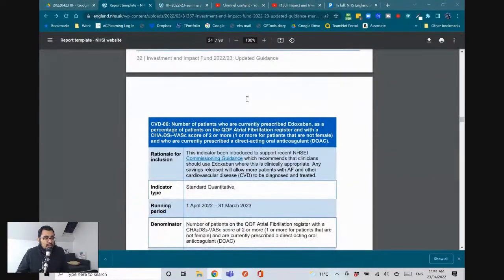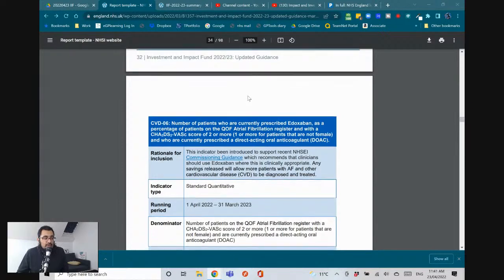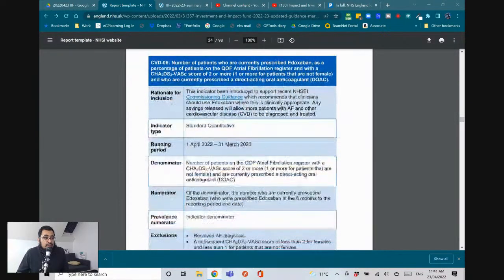So CVD06, a number of patients currently prescribed Edoxaban as a percentage of patients on the QOF atrial fibrillation register with a CHA2DS2 score of 2 or more, 1 or more in patients that are not female, and who are currently prescribed a direct oral anticoagulant. So this is one that's been fairly controversial, to be honest, in some areas, and we'll go into that in a little bit more detail now.